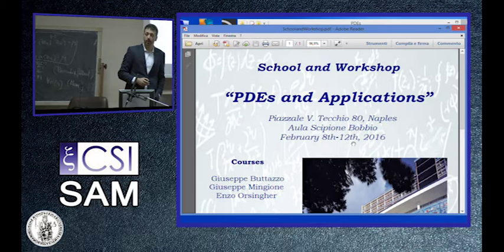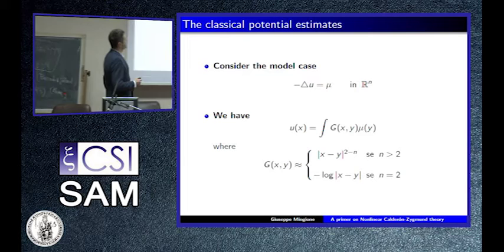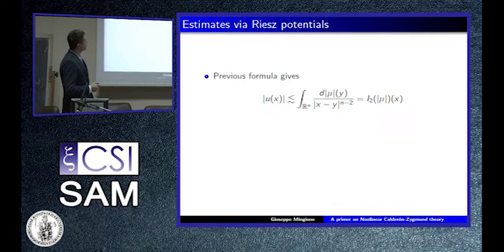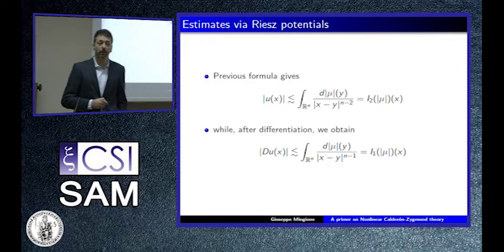The Poisson equation is the prototype for all these linear equations, and we know that u can be expressed as the convolution with the classical Green's function. Essentially, you can consider the unique solution decaying to zero at infinity. You can easily get u in a standard way via convolution with the fundamental solution, which is the following one. As an immediate consequence, let's just focus on the case n strictly larger than 2. You get this bound via what we have seen being the Riesz potential, the I_2 Riesz potential, and then differentiating under the sign of integral, you get a pointwise bound via I_1, the I_1 Riesz potential.